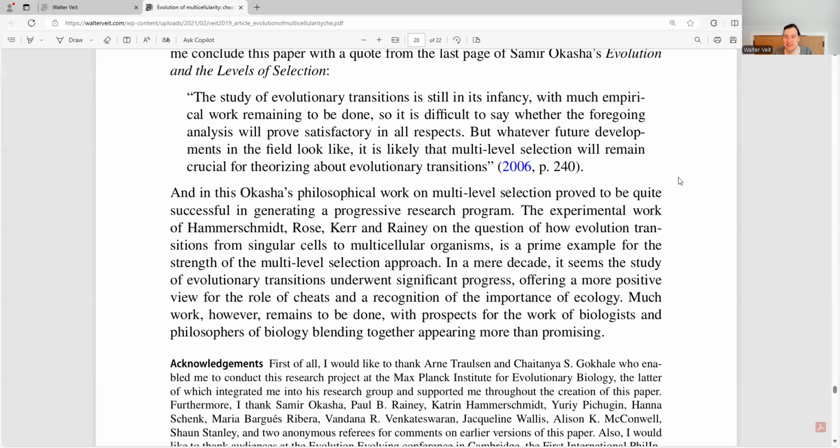In a mere decade, it seems, the study of evolutionary transitions underwent significant progress, offering a more positive view for the role of cheats and a recognition of the importance of ecology. Much work remains to be done, however, with prospects for the work of biologists and philosophers of biology blending together appearing more than promising. So, this was the paper.